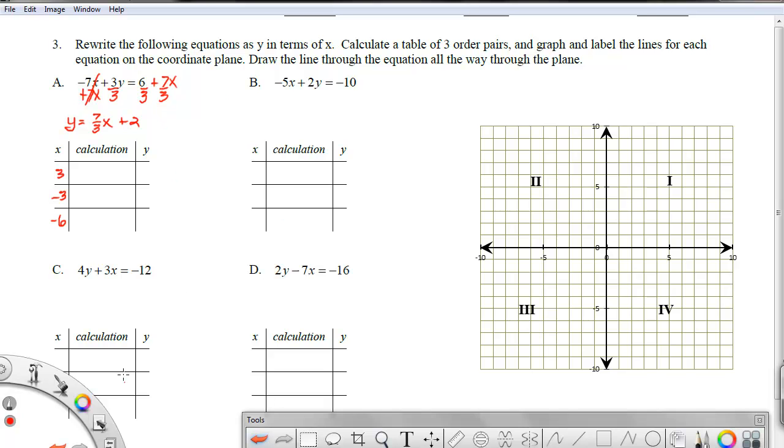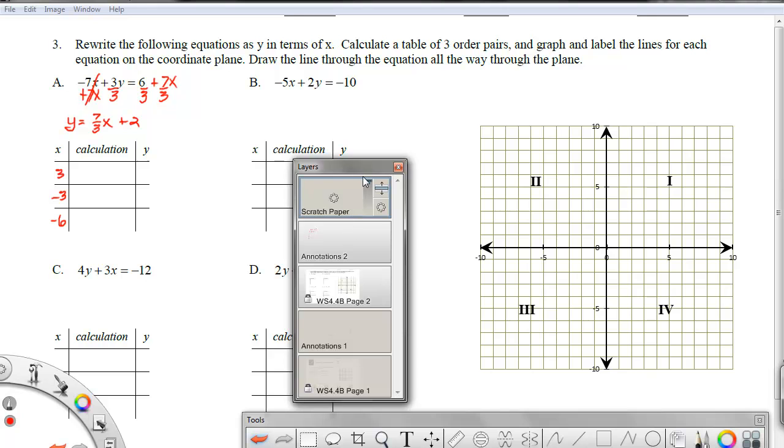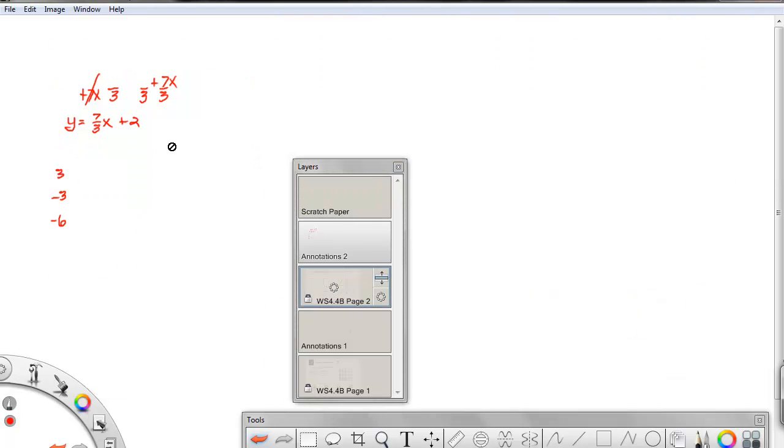Let's go over to my scratch paper here so you can see this. So 7 over 3x plus 2. Some of you kind of get lost here. So I've got 7 over 3x plus 2. So that's the ordered pairs that I'm going to choose.